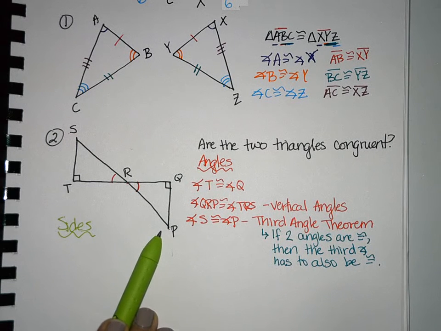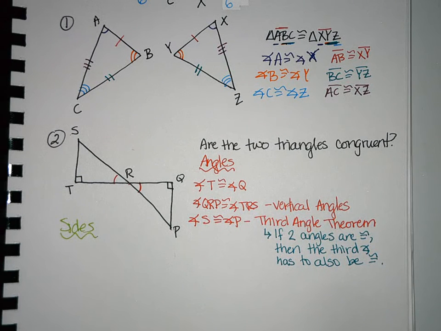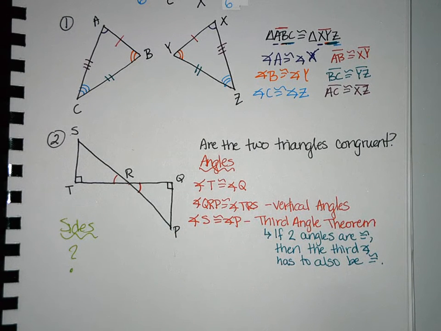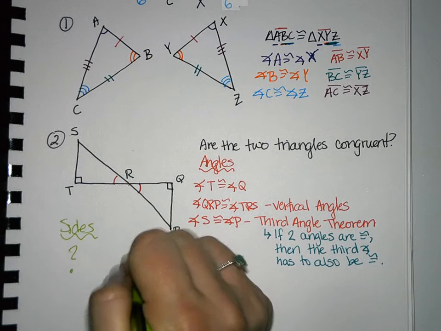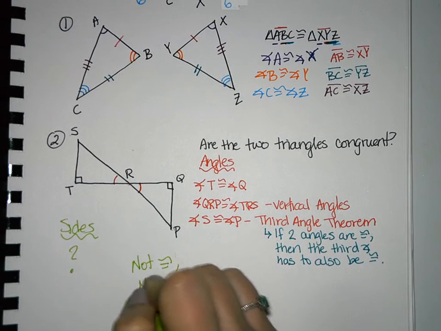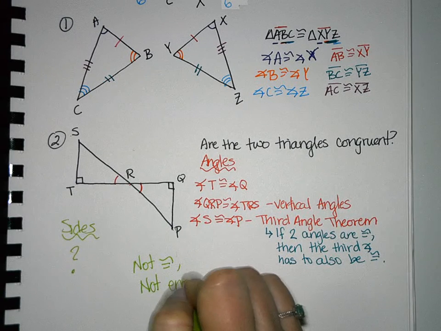No. So right here from the sides, we know nothing about the sides and their lengths to be able to say that they're congruent. So the sides are a big question mark. We don't know enough information. So because of this, we would say not congruent, not enough info.